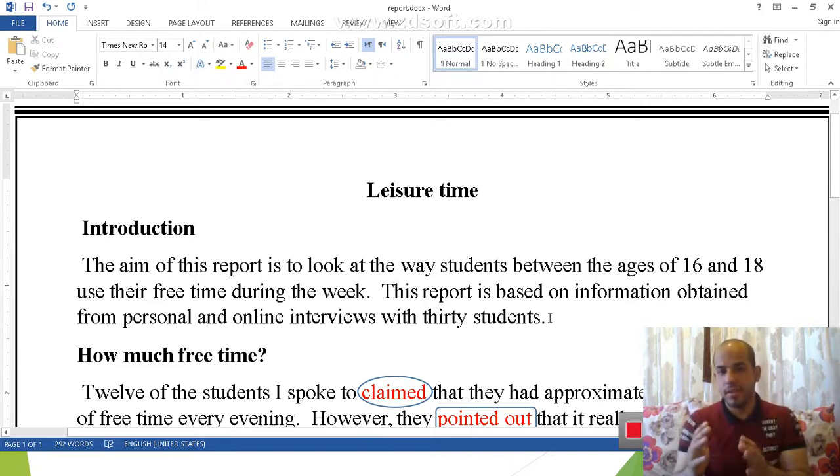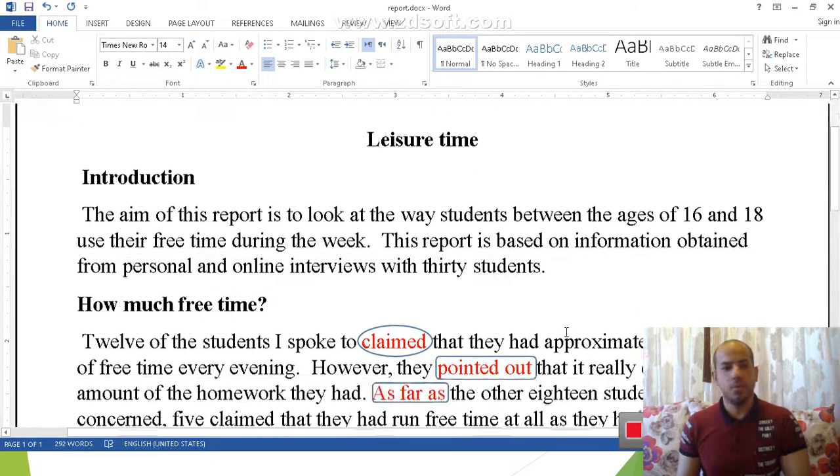This report, now I am telling my resources, okay? Report is based on information obtained from personal and online interviews with 30 students. So in the introduction, I have the topic, I have the main idea, the aim of my report, why I write this report, and I also showed you, okay, my resources.